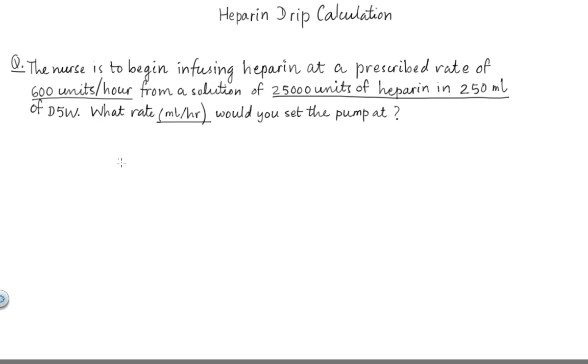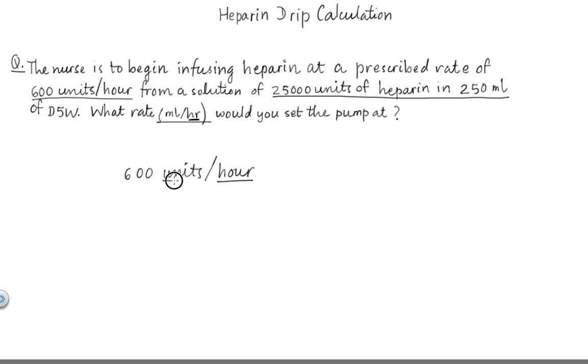So the prescribed rate is 600 units per hour. Now we have to convert that rate into milliliter per hour. The time is matching, hour to hour, so we don't have to worry about the time. We just have to convert.